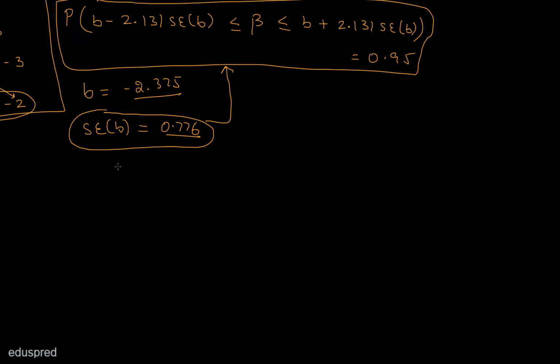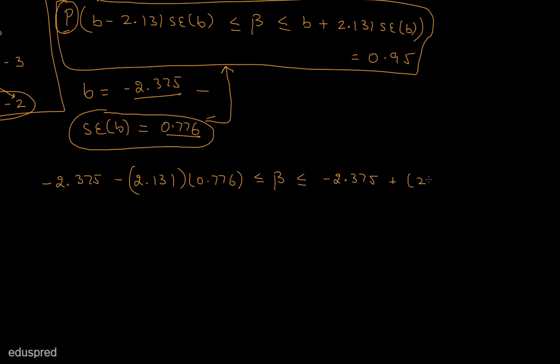But there is one last thing that you need to be careful about. When you put these values into this equation, do not write a probability statement. So what I'm trying to say is that you put the values: minus 2.375 minus 2.131 multiplied with 0.776 less than or equal to beta less than or equal to minus 2.375 plus 2.131 multiplied with 0.776. Do not write probability over here and do not write that this is equal to 0.95.